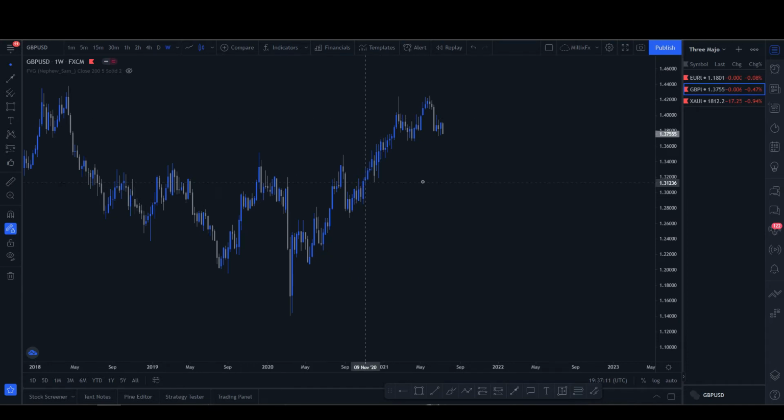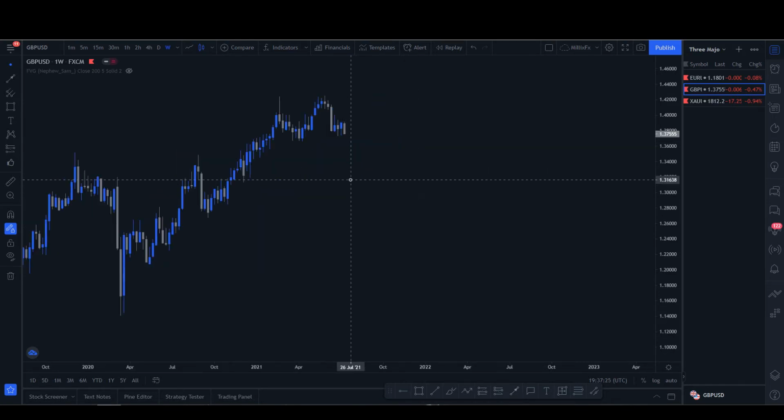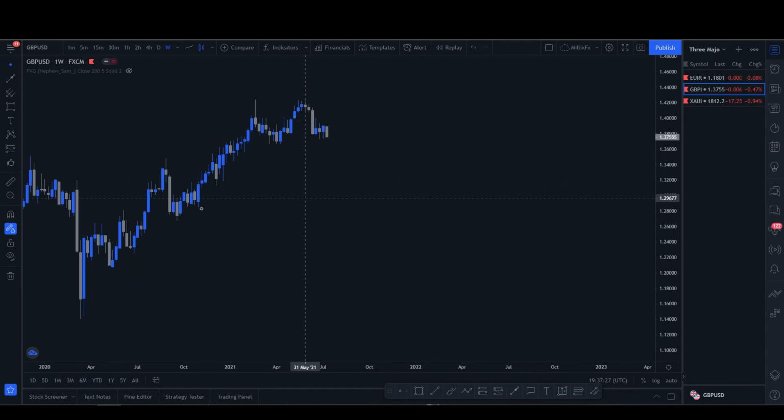So on pound dollar, it's the same thing that is actually just happening. Price came down, gave us a shot. Actually, this is a double bottom. So I don't know if price is coming down to tap into an order block which is found around here, which I'll show you on the 4-hour and then the 2-hour time frame.